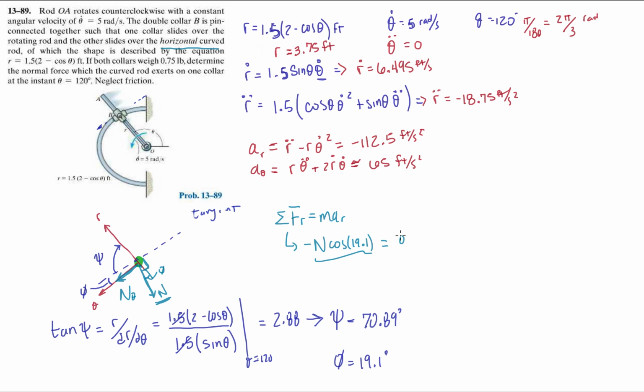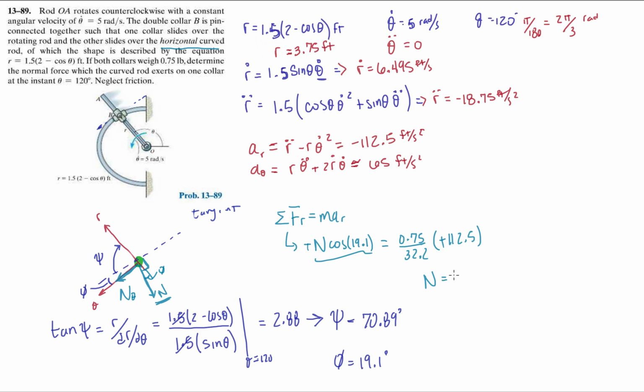So the mass is 0.75 divided by 32.2. Remember that when you're given pounds, you're always given the force and not the mass. And then times, where's AR? AR, where are you? There you are. Minus 112.5. Okay. Crunch the numbers, like Michael Scott likes to say. Crunch the numbers, and this is positive.